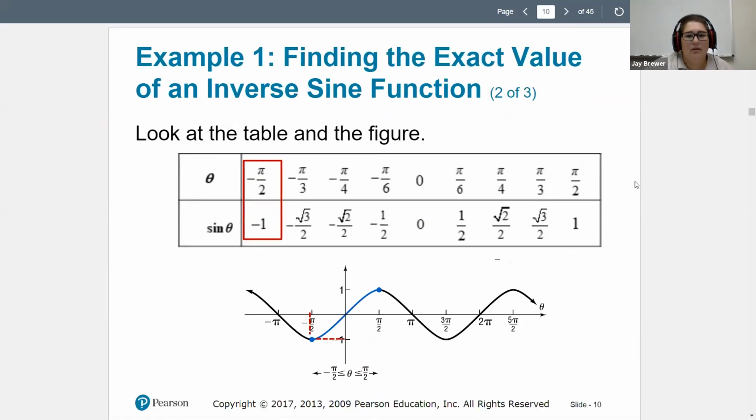All right. So they were nice enough to give you the table below. If we look at it, we're looking between negative pi over 2 and pi over 2. Well, what option there gives you a sine of -1? And if you can't tell me this answer, you're just not looking at the screen.